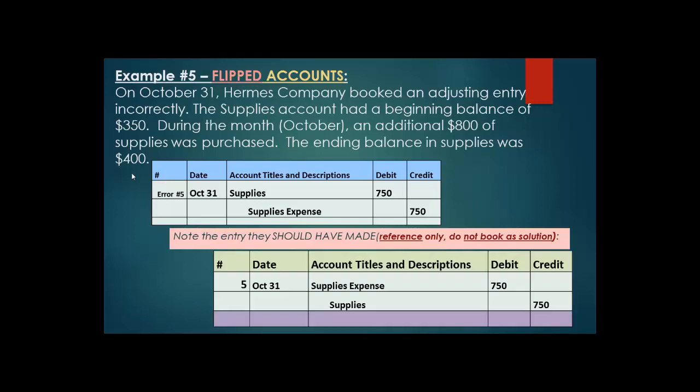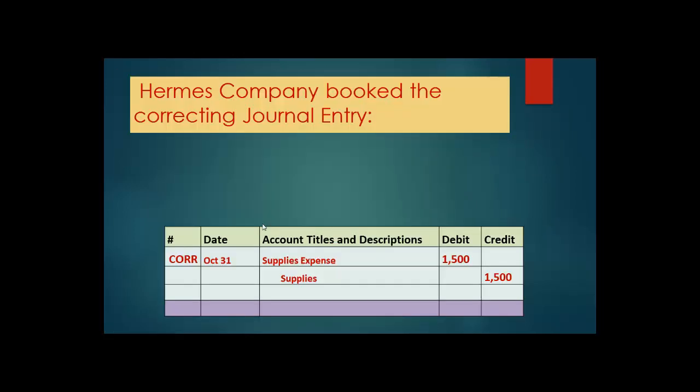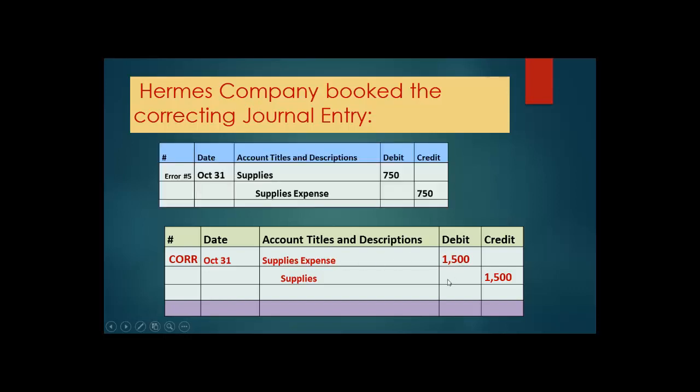So what entry should they have booked? Well, they just flipped this. It should be a debit to supplies expense, not a debit to supplies. It should be a credit to supplies, not a credit to supplies expense. So how do we fix this error? By reversing the entry, we bring it back to 0, and then we have to book it correctly. So we're going to debit supplies expense for double the $750 and credit supplies for double the $750.